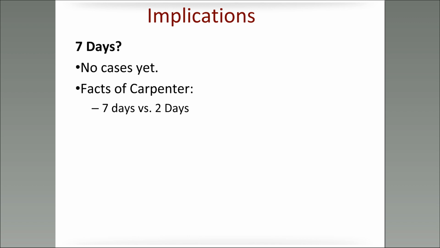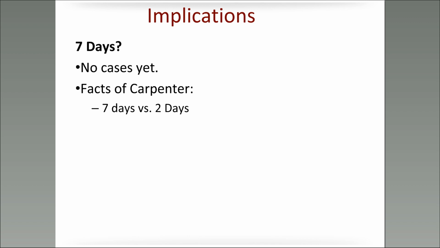Okay. The second big question we had with Carpenter was, is less than 7 days of detailed location information okay to obtain without a search warrant? Carpenter specifically said that the order where they asked for 7 days or more violated the Fourth Amendment, and you needed a warrant for that. And then they said they would not say whether less than 7 days was okay. And there's some reason to think that less than 7 days is still not okay.